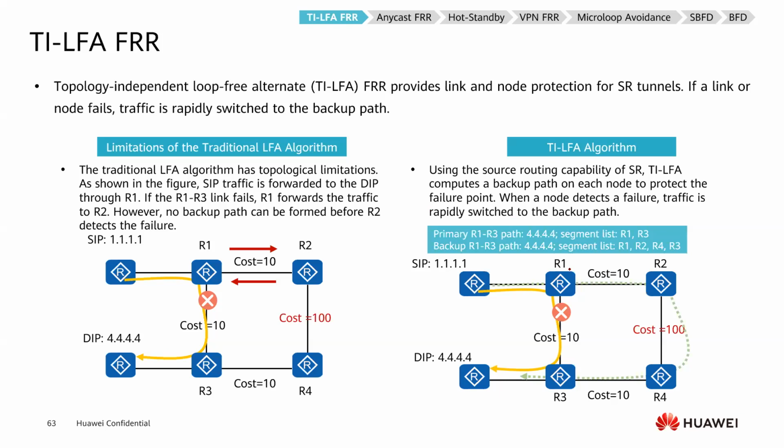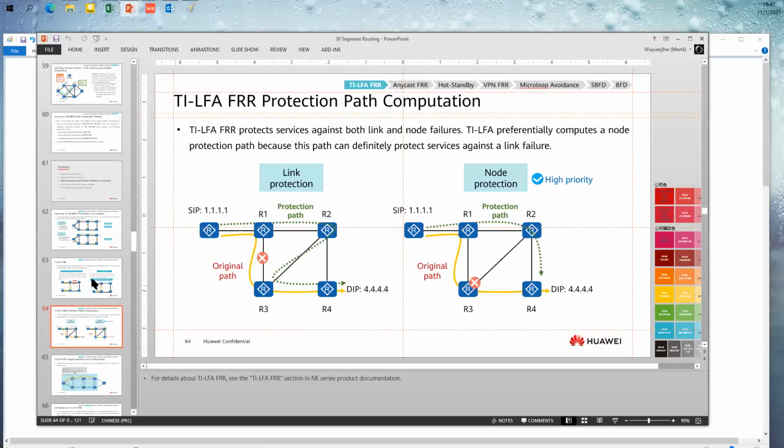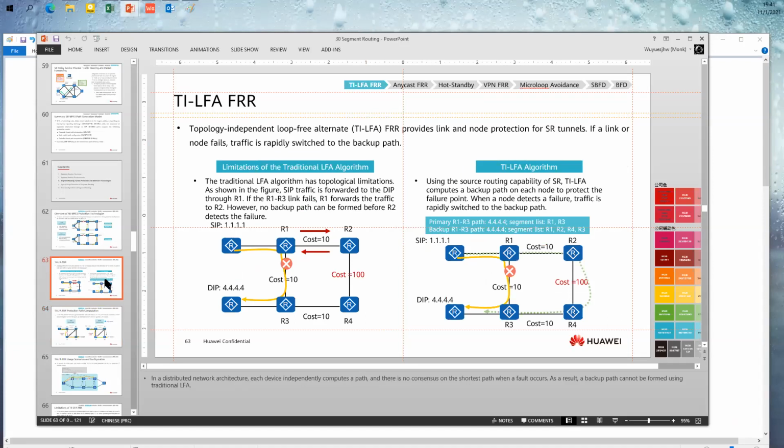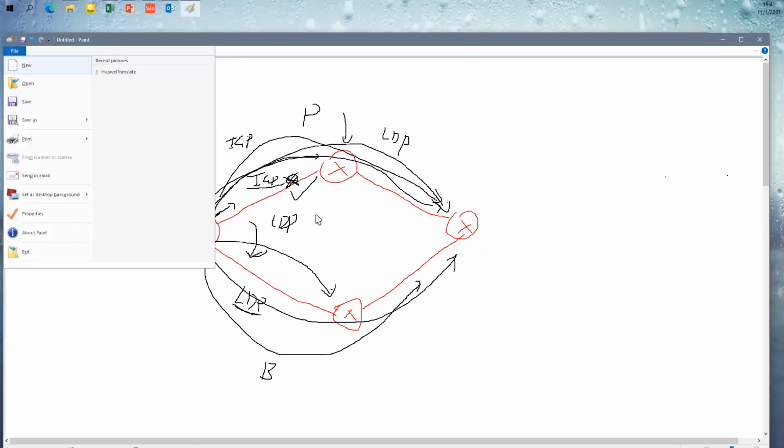Okay, so first TI-LFA. TI-LFA FRR, what is that? Before we answer the question of why we need TI-LFA, we need to have an idea about what the problem with FRR is. Why do we need FRR? What is the problem with FRR? Let me draw another picture.